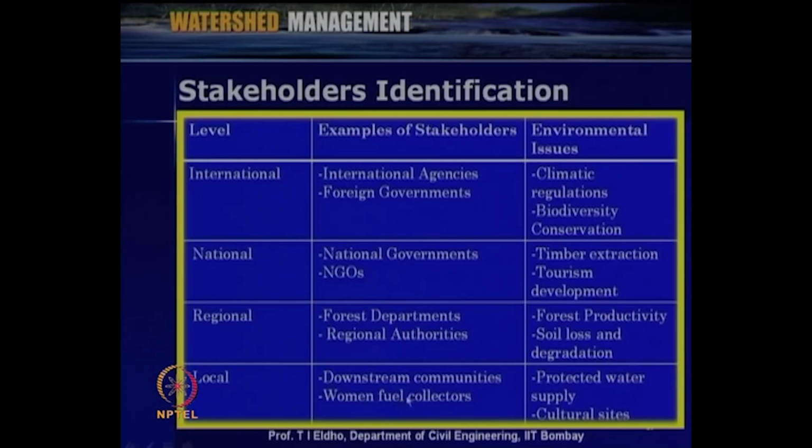Then local stakeholders, for the particular watershed: the various communities and people involved within that area, women groups, or the various user groups. For example, the issues can be protection of the available water resource, rotation of grazing for cattle management, forest utilization, and cultural sites, etc. So, these are some of the ways we identify the stakeholders, the concerned levels, and the various issues concerning the stakeholders.